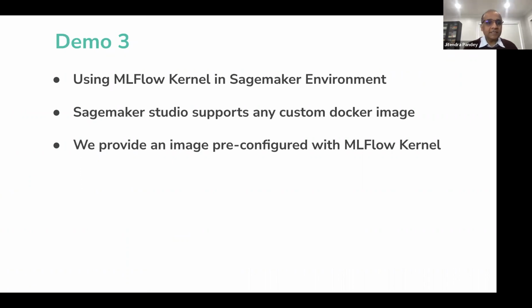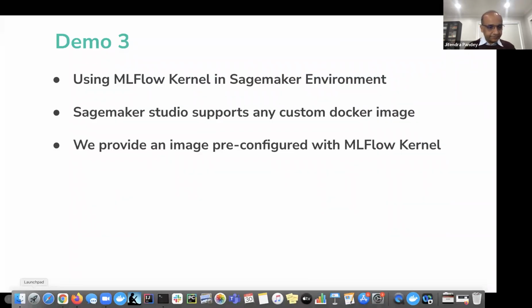The key idea is that SageMaker Studio supports a custom Docker image. So we can create a Docker image with our MLflow kernel and use that Docker image to launch a SageMaker Studio instance. Then the image will already have that MLflow kernel, and we can use that kernel for our MLflow tracking. We provide a free image that you can use, and I will demonstrate that shortly.